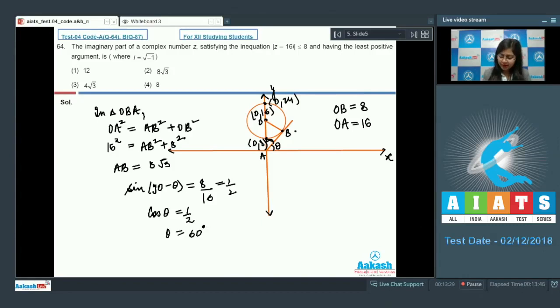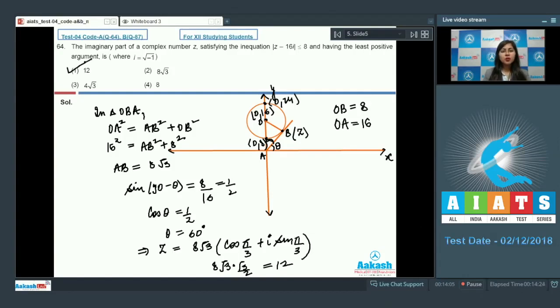Now we can find the point B, let us say it is Z, right? So we can find Z equal to magnitude of Z, that is AB, which is equal to 8 root 3 into cos theta plus iota into sine pi by 3. Now for Z we need only the imaginary part. So its imaginary part will be equal to 8 root 3 into sine of 60 degrees, that is root 3 by 2. So it will be equal to 12. So the correct answer will be option number 1.